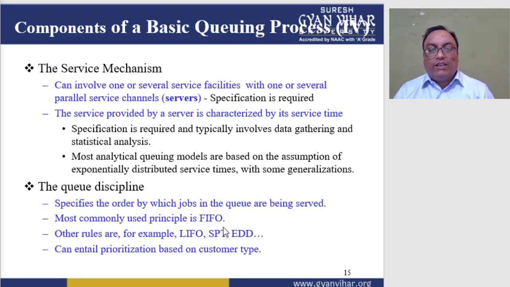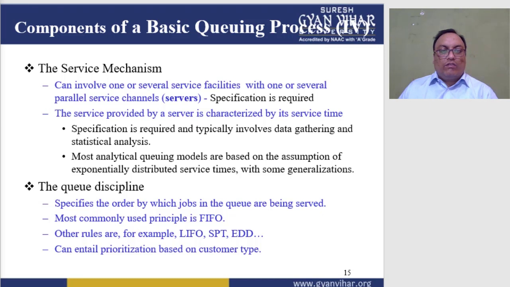The queue discipline specifies the order by which jobs in the queue are being served. The most commonly used principle is FIFO, and other rules are, for example, LIFO, SPT and EDD. This can also entail prioritization based on the customer type. It is based on the customer type.